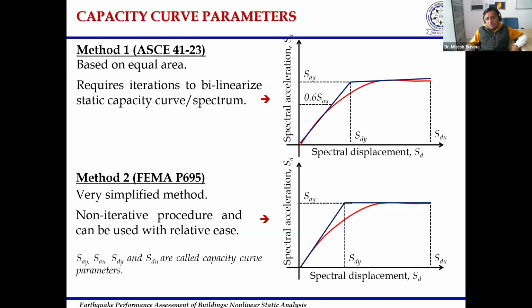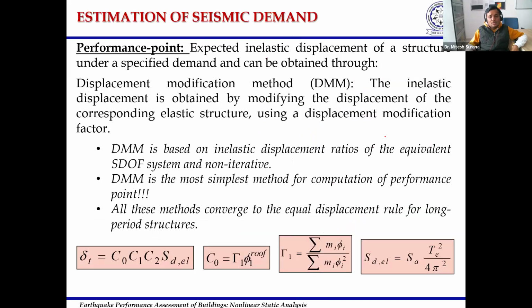And after knowing the yield point and ultimate point, we are able to estimate the yield acceleration, the yield displacement, and ultimate displacement. And these parameters are actually called the capacity curve parameters. So these are representing structural capacity. Now, after estimating the structural capacity, the next task is to estimate the structural demand.